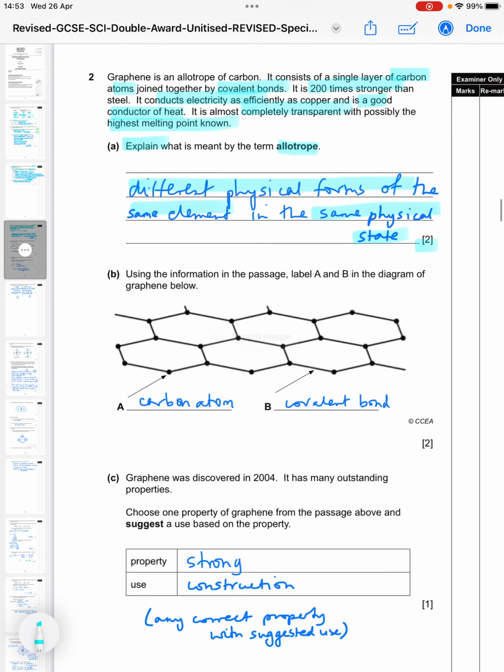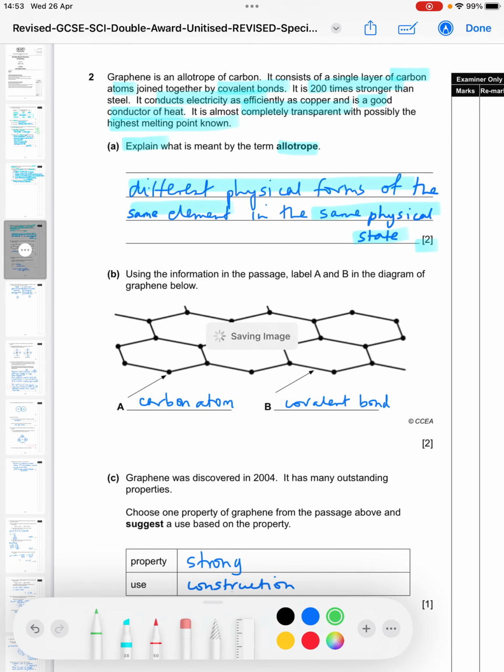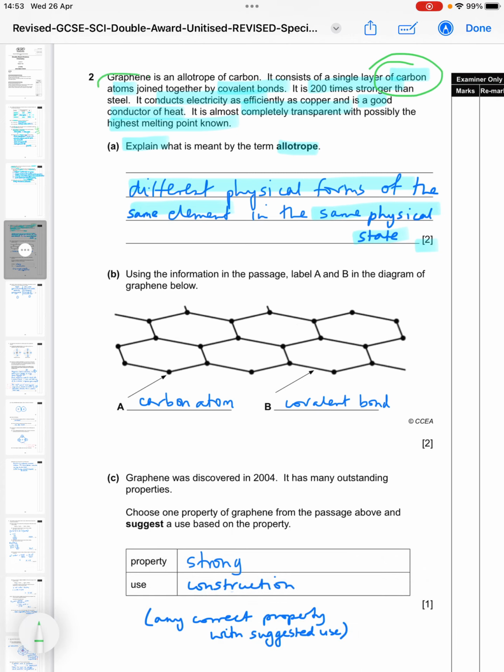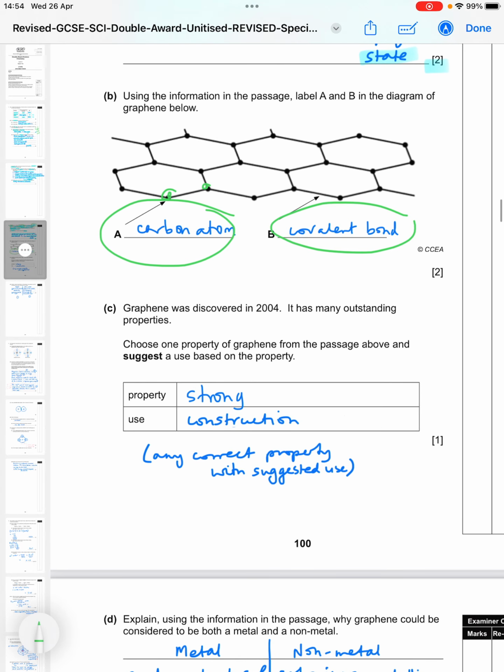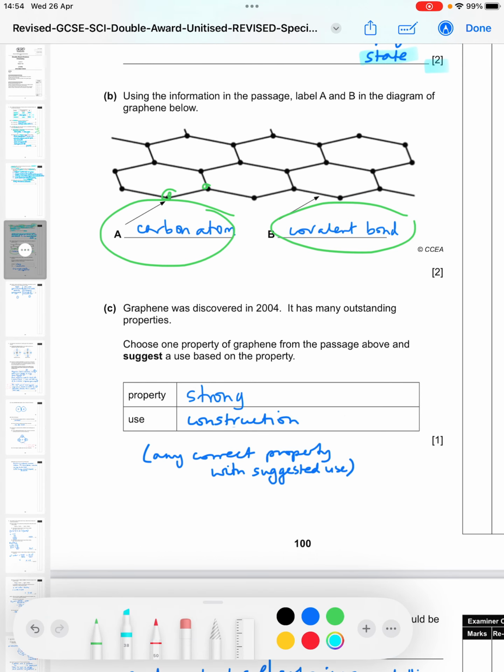Then using the information in the passage, label A and B in the diagram of graphene below. So at the start of the paragraph here, it says it consists of a single layer of carbon atoms joined together by covalent bonds. So I've just written these in place. A is a carbon atom, and that's each of the little dots there, and then the covalent bonds are the bonds joining them together.